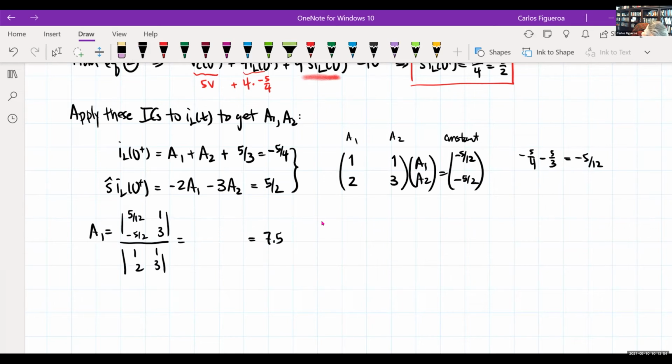So let me clear this up a little bit. So this guy should be 3 minus 2, and this should be 5/12 times 3. That should give me 5/4. And then this should give me minus 5/2. So I should get plus 5/2. So this should give me, is this 15/4 divided by 1? And then I have A1.